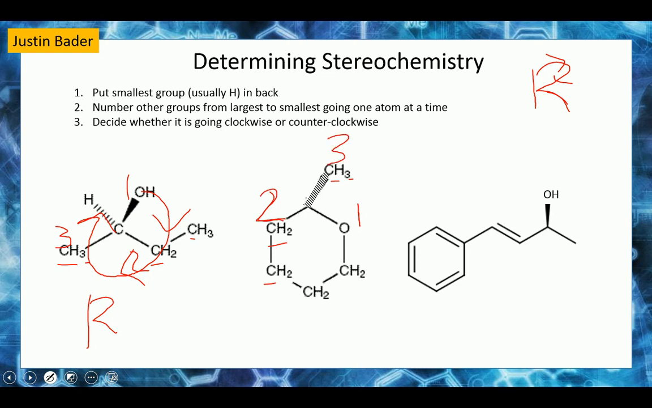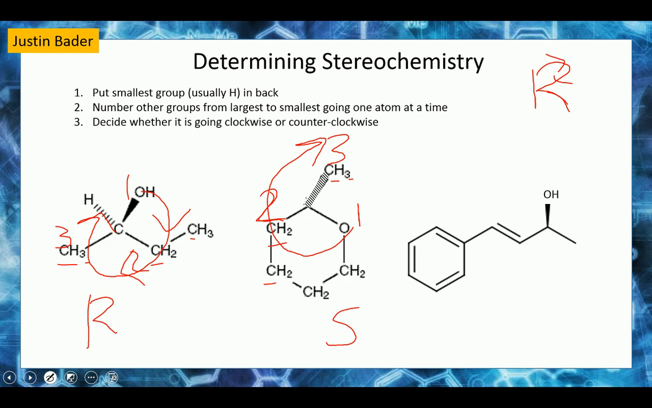Now, usually we would go like this and connect our lines, and we would see that that would also be R. However, since we have the hydrogen actually coming out of the plane of the page, we have to make that S. So therefore, the stereochemistry around that carbon is going to be S.